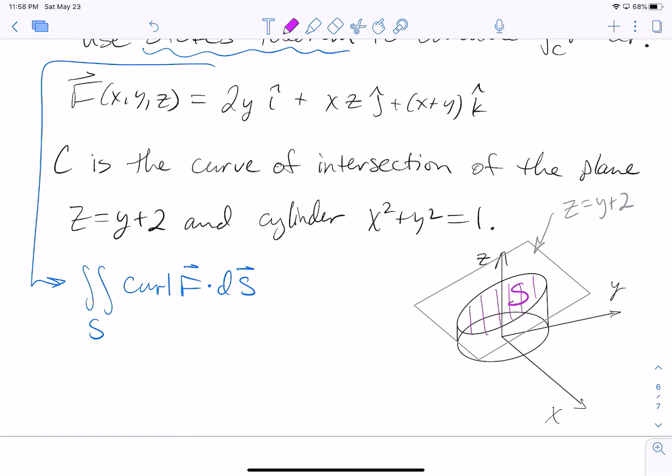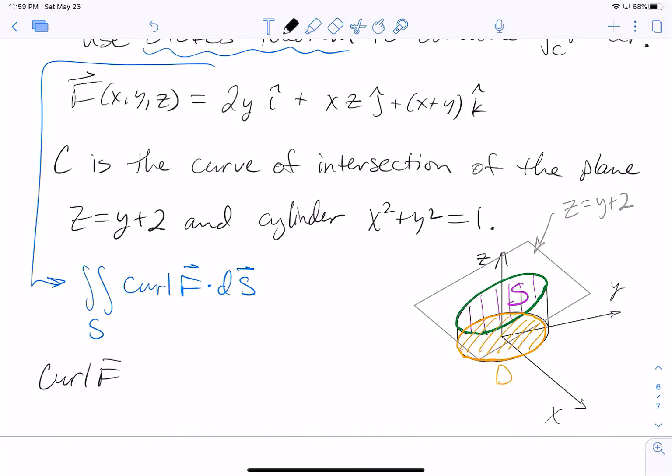So S is that angled top surface. C is, of course, the actual curve of intersection between the plane and the cylinder. But what we're actually going to use is the trace of that boundary in the xy plane. Ultimately, it is that region that will be our region D.